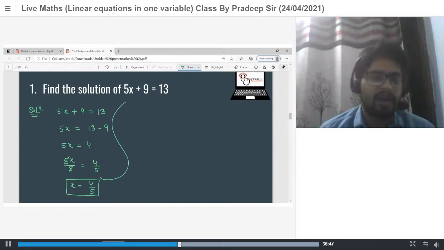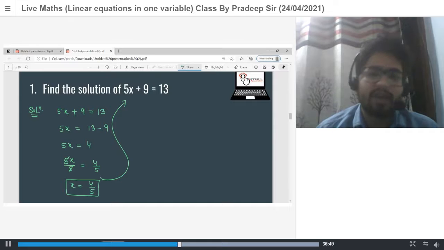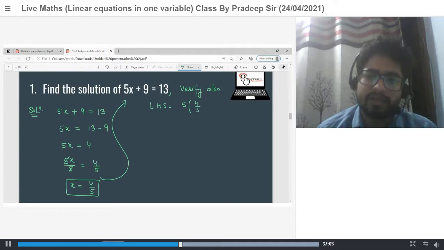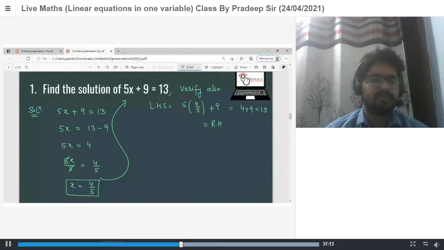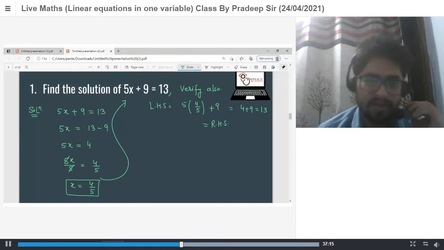And if the question says verify your solution, so what we do to verify: in LHS, x is equal to 4 by 5, so 5 into 4 by 5 plus 9, which is equal to 4 plus 9 equal to 13, which is equal to the right hand side. So hence x is equal to 4 by 5 is our solution.